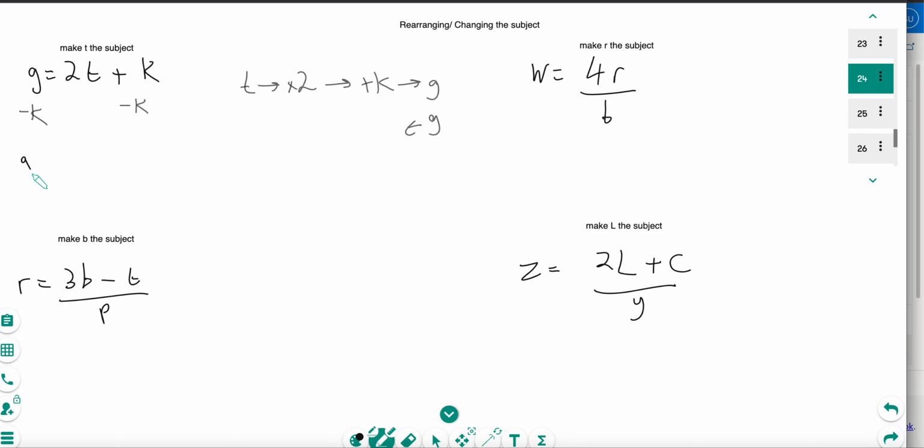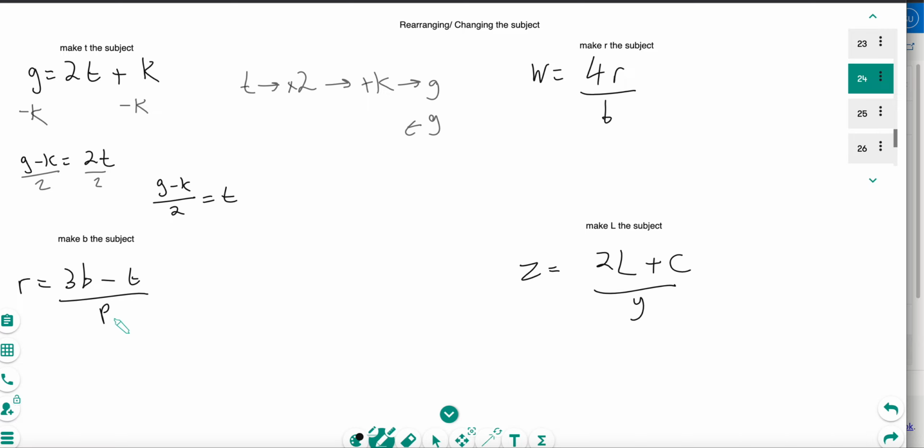So on the left-hand side is g minus k equals 2t. Then t is being multiplied by 2. We're going to divide by 2. So all you're doing is just working backwards. So g minus k divided by 2 equals t. And we have made t the subject.